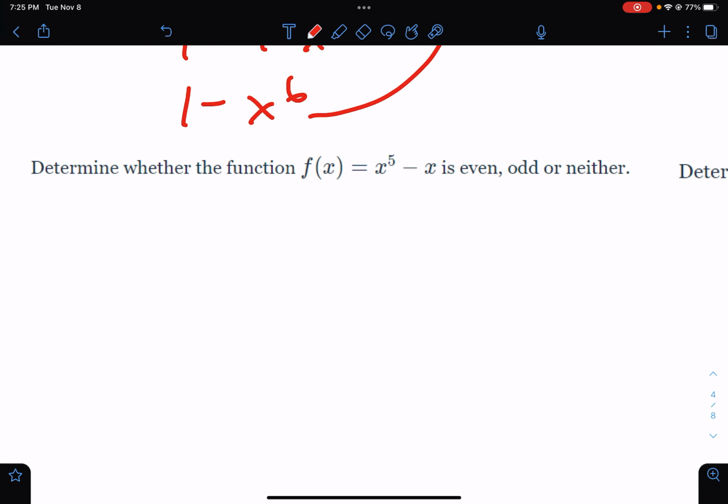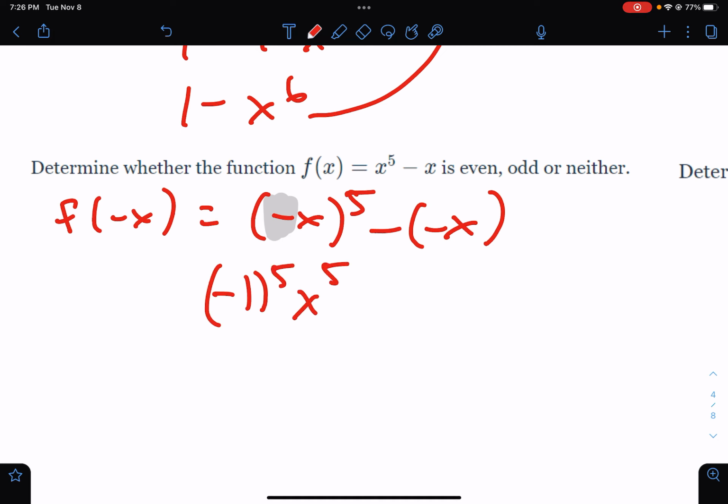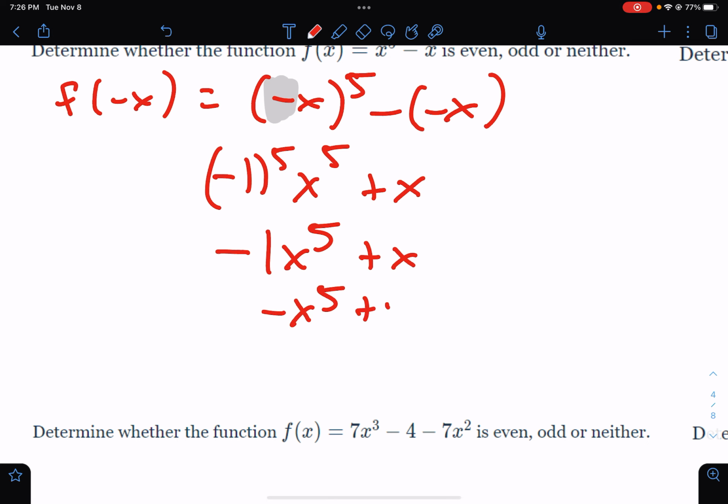So if we do f of negative x, we end up with negative x to the fifth minus negative x. There we go. All right. So then this is like a negative 1 out in front. So we end up with negative 1 to the fifth, x to the fifth, and then minus a minus is plus. Negative 1 to the fifth power is negative 1. So we end up with negative 1 x to the fifth plus x. We get negative x to the fifth plus x.